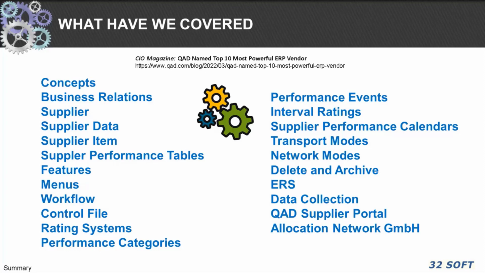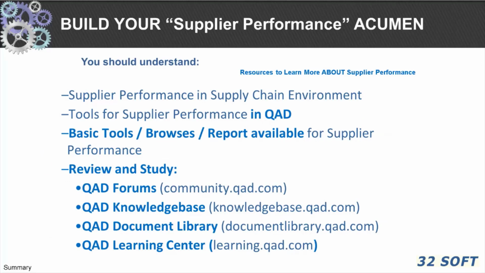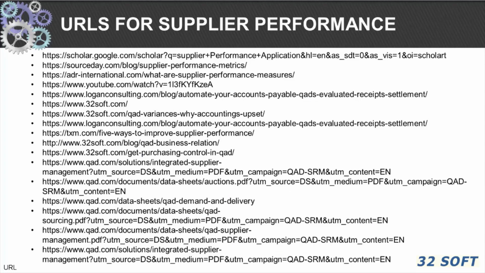Today, we tried to cover most of what QAD has to offer in this important area of ERP, from concepts to workflows to control settings to performance reports, interval reports, network, etc. I might also refer you to the February 2022 CIO magazine, where QAD was named one of the most powerful ERP vendors. Build your resources to learn more about supplier performance. Here is a list of the URLs of supplier performance that you might use to better understand supplier management.